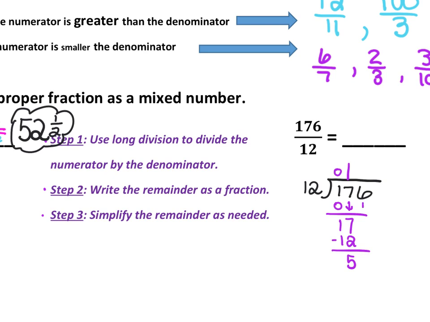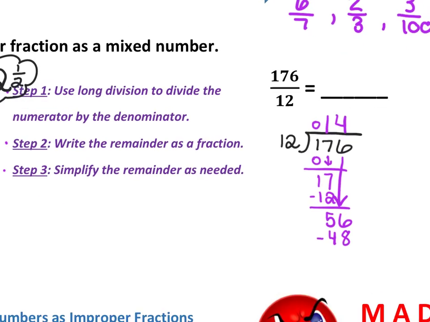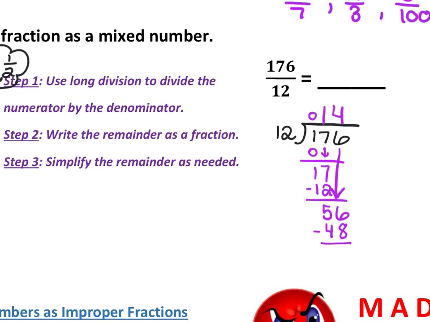12 doesn't go into 5. I can bring down the 6. And 12 goes into 56 4 times. 4 times 12 is 48. So we're going to borrow.